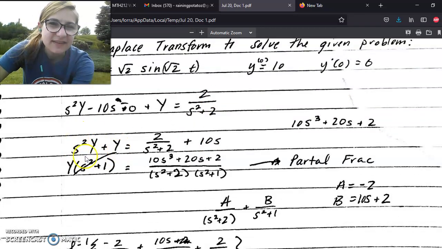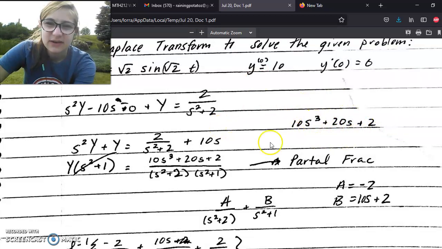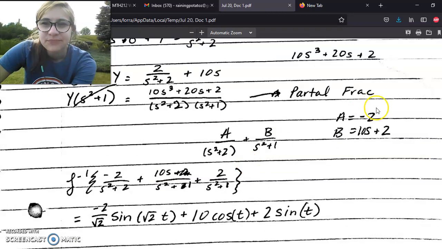I just simplified this side down to s squared Y plus Y is equal to 2 over s squared plus 2 plus 10s. And then I made the fraction the least common denominator and I multiplied. So for this I then got 10s cubed plus 20s plus 2 over s squared plus 2, and then I just divided both sides by s squared plus 1. I once again partial fractioned and I got a equal to -2 and b equal to 10s plus 2.